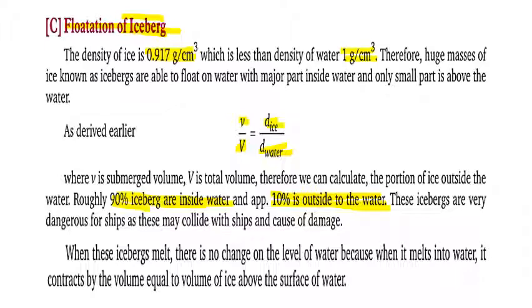inside the water. And a very important point is written over here, that when these icebergs melt, there is no change in the level of the water, because when it melts into the water, it contracts by a volume equal to the volume of ice above the surface of water. I'll tell you in a simple manner: if you take a glass of water partially filled and you drop a piece of ice cube in that, and after some time when the ice melts, the level of water will not rise.